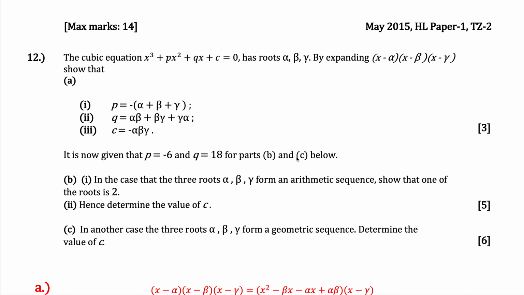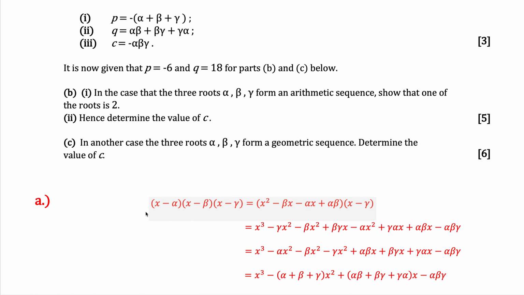So in part A, if we multiply the first two brackets, this will be x times x, x squared, then x times minus beta, minus beta x, then minus alpha times x, so minus alpha x, and minus alpha times minus beta, so plus alpha beta. This bracket then will be multiplied by x minus gamma. So now if we expand this, x squared times x is x cubed, and then x squared times minus gamma is minus gamma x squared. Then minus beta x times x is minus beta x squared, and minus beta x times minus gamma is plus beta gamma x.